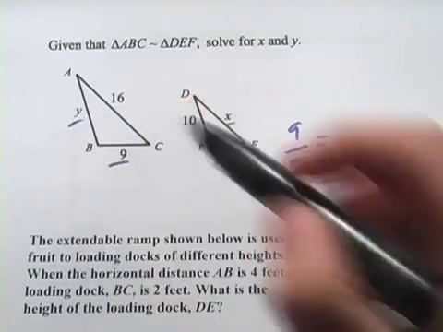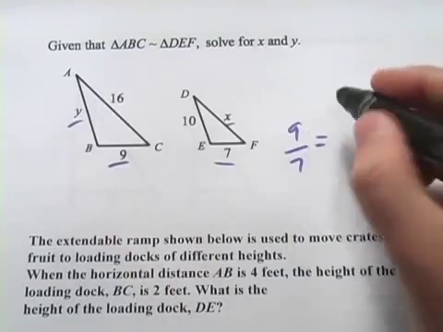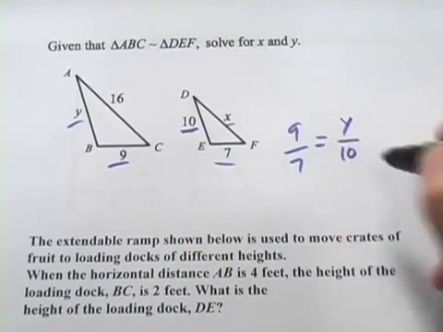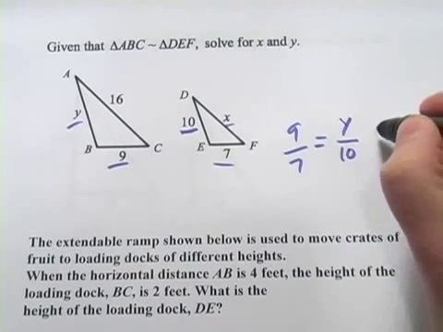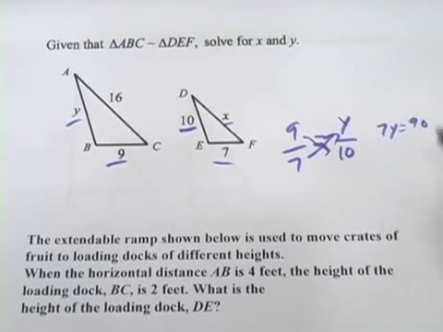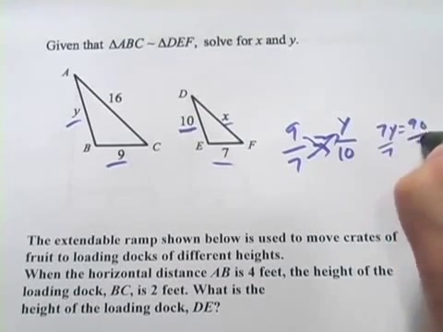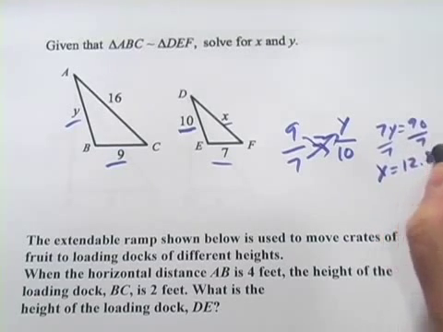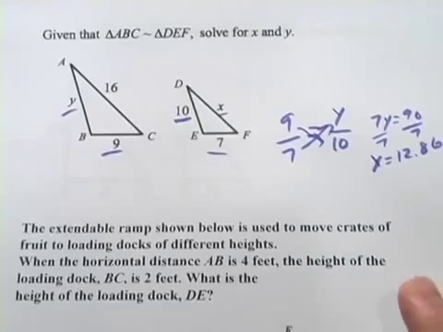Let's solve for y first. And since we're putting big triangle over little triangle, we'll put y over the side it corresponds to, which is 10. Then when you cross multiply here, you would get 7y equals 90. Then you divide 90 by 7. And let's see, I think you would get y equals 12.86. So we've solved for y.